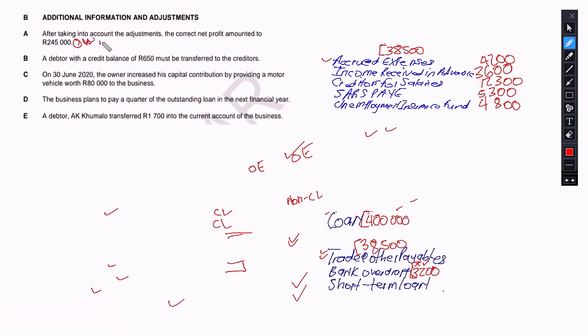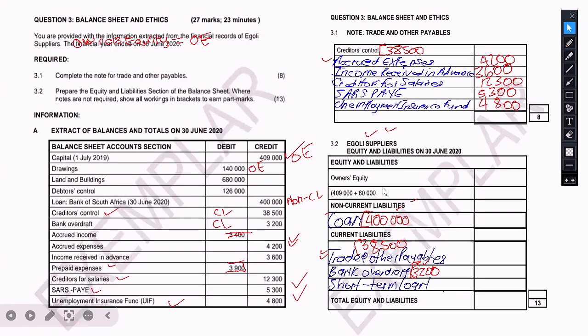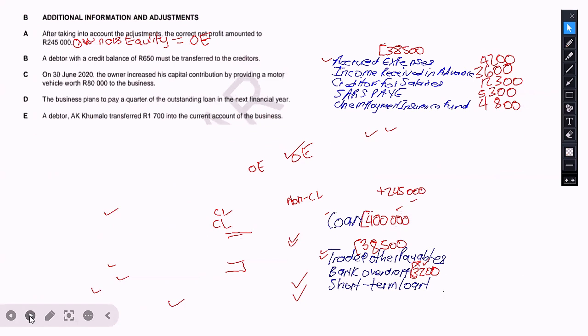So let me write this down. Owner's equity. You know OE stands for owner's equity. So it's a profit, which means that the profit under owner's equity, this profit we will add. So we will add that 245,000. So we added back that 245,000 under equity. Basically, it makes sense.